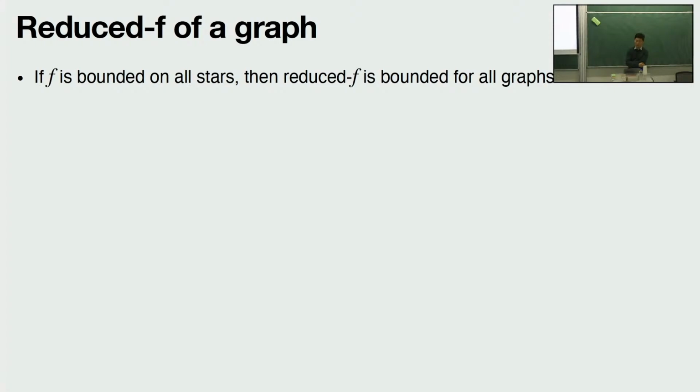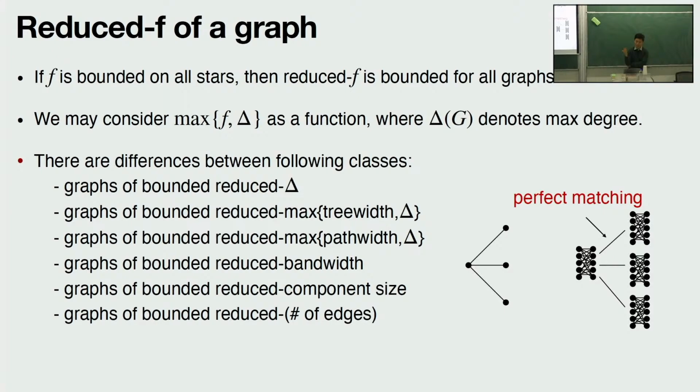But in that case, we may consider some maximum of f and delta. You just avoid having a maximum degree, because you just avoid having large stars. And then we want to further restrict. So for instance, if you like tree-width, then you can take the maximum of tree-width and delta. Then this just means: can you get a sequence where every red graph has bounded maximum degree and also bounded tree-width, something like that. And also you can consider the maximum of path-width and delta, reduced bandwidth and so on. So what I thought was these kinds of things, but we may adapt to other parameters as well, if you like.